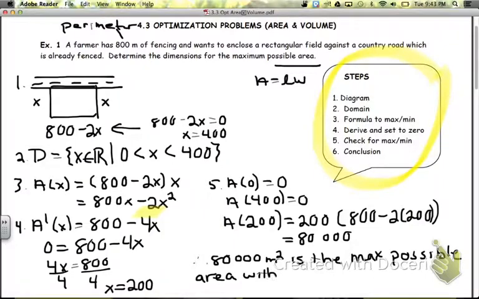with width equaling 200 meters, since that is our x value, and length equal to 400 meters. And those values can just be found by subbing in to our width here and our length.